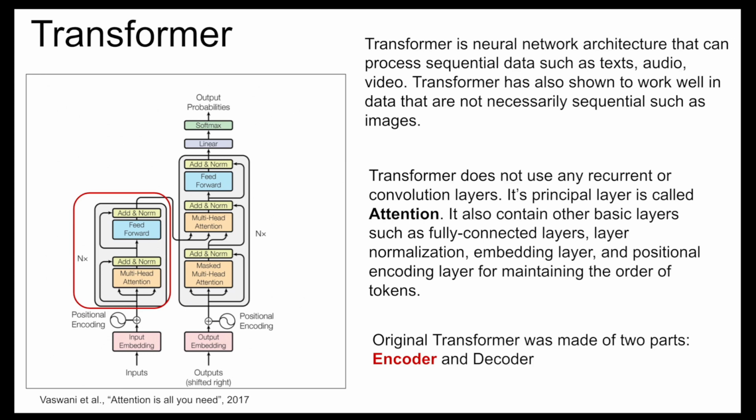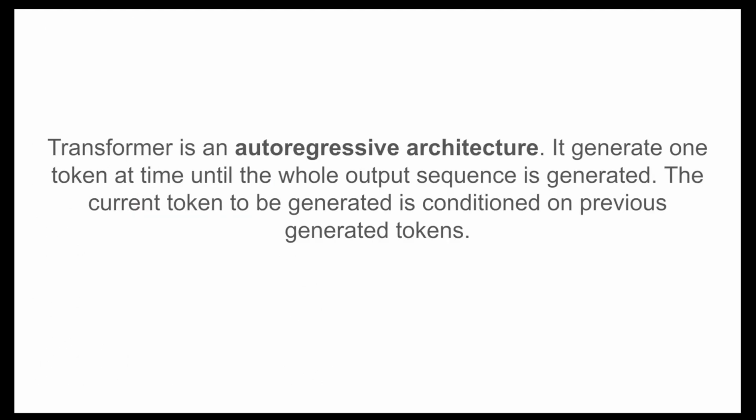The original transformer was made of two parts: the encoder, which is on the left side, and the decoder, which is on the right side. The transformer is an autoregressive architecture. What I mean is that it generates one token at a time until the whole output sequence is generated. It was basically used to predict the next token, so the token to be predicted is conditioned on all previously generated tokens. This is what autoregressive means.